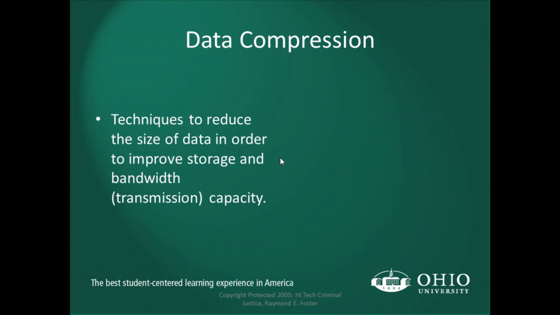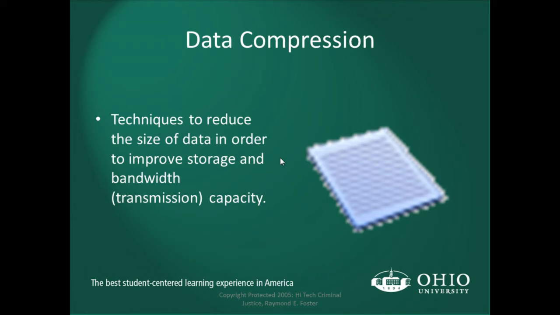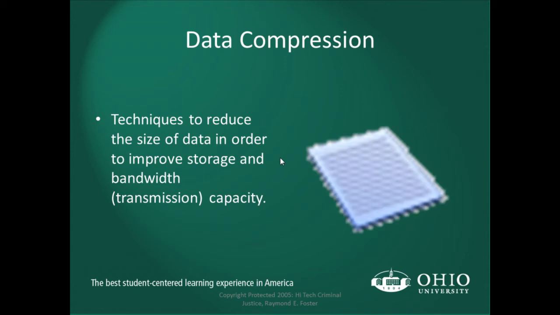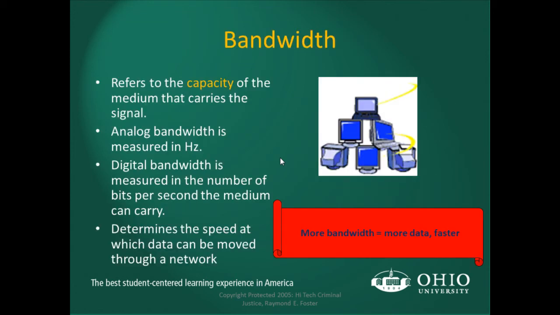Data compression. Obviously data can be large, and if we can reduce the size of that, compress that before it's transmitted, that will also speed up the transmission or the speed of networks. Bandwidth. Bandwidth refers to the capacity, whether we're talking about radio transmission, the amount of radio traffic that can be generated, or data. It's the same concept. The more bandwidth, the more data, the faster that network is.